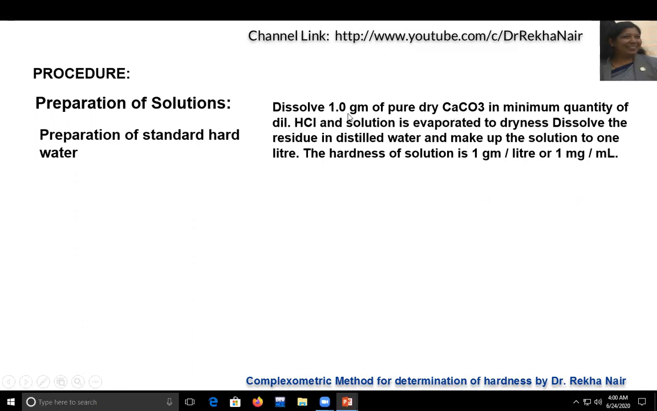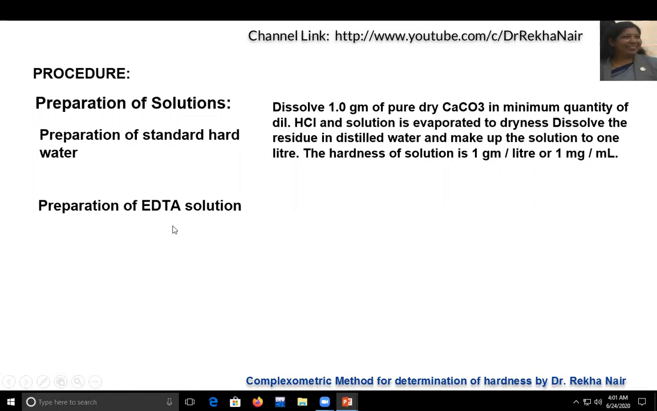So calcium carbonate will get dissolved in dilute HCl and this solution is evaporated to dryness, and then we get the residue. That residue will be dissolved in distilled water and made up to 1 liter. So 1 gram of calcium carbonate dissolved in 1 liter of distilled water is nothing but the standard hard water. 1 gram means 10 to the power 3 milligram. 1 liter means 10 to the power 3 ml. So we can say that 1 gram per liter is nothing but 1 milligram per ml.